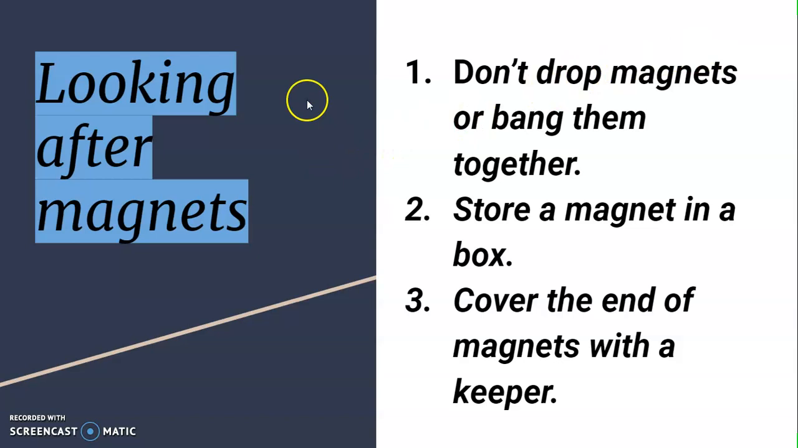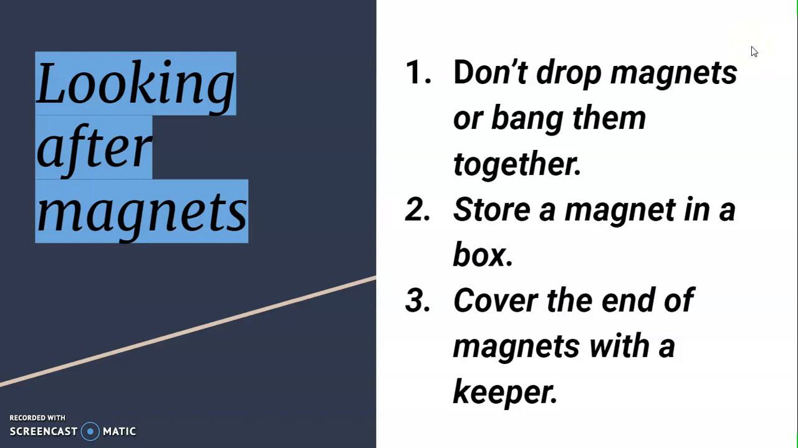Looking after magnets. How we have to look after a magnet. كيف ندير بالنا على المغانط. Number one, don't drop magnets or bang them together. ممنوع انك تيجي تخبط المغانط مع بعض او تحكهم مع بعضهم البعض. Store a magnet in a box. تحافظ عليه في علبة معينة خاصة. Cover the ends of magnets with a keeper. بتحافظ على الأطراف بإشي اسمه الحافظة.